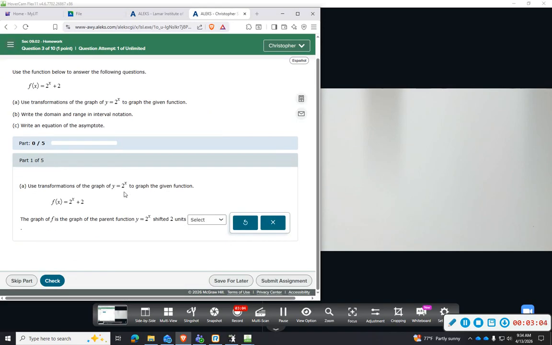So we're going to use transformations. Right now we have 2 to the x plus 2. This plus 2 is in the k position, which means there's going to be a vertical shift up or down. So this graph is shifted 2 units upward since it's positive.